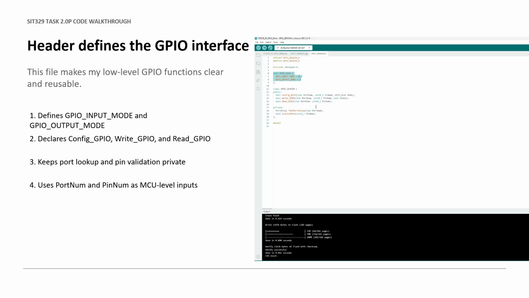The GPIO-daemon class has 3 public methods. Config GPIO configures a selected MCU pin as either an input or an output. Write GPIO drives the selected pin high or low. Read GPIO reads the current logic level from the selected pin.